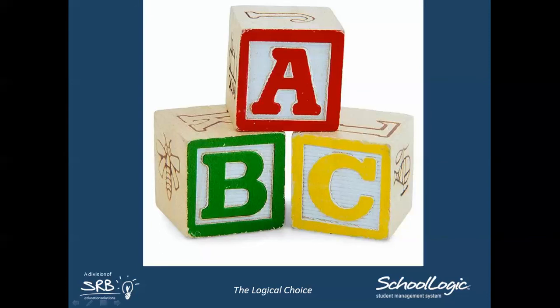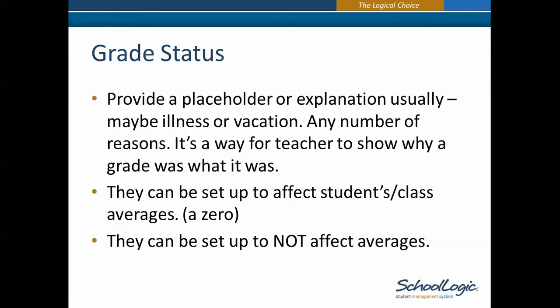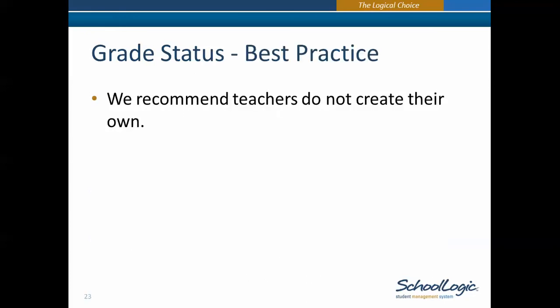So, what else can we tell you about Gradebook? Do you know about grade status? Grade status allows you to have a placeholder or an explanation, usually, like maybe an illness or vacation. Could be any number of reasons. It's a way for a teacher to show why a grade was what it was. These things can affect the average of either the student or the class. By the way, if it affects them, it's a zero. Or you can set up a grade status such that it will not affect the averages.